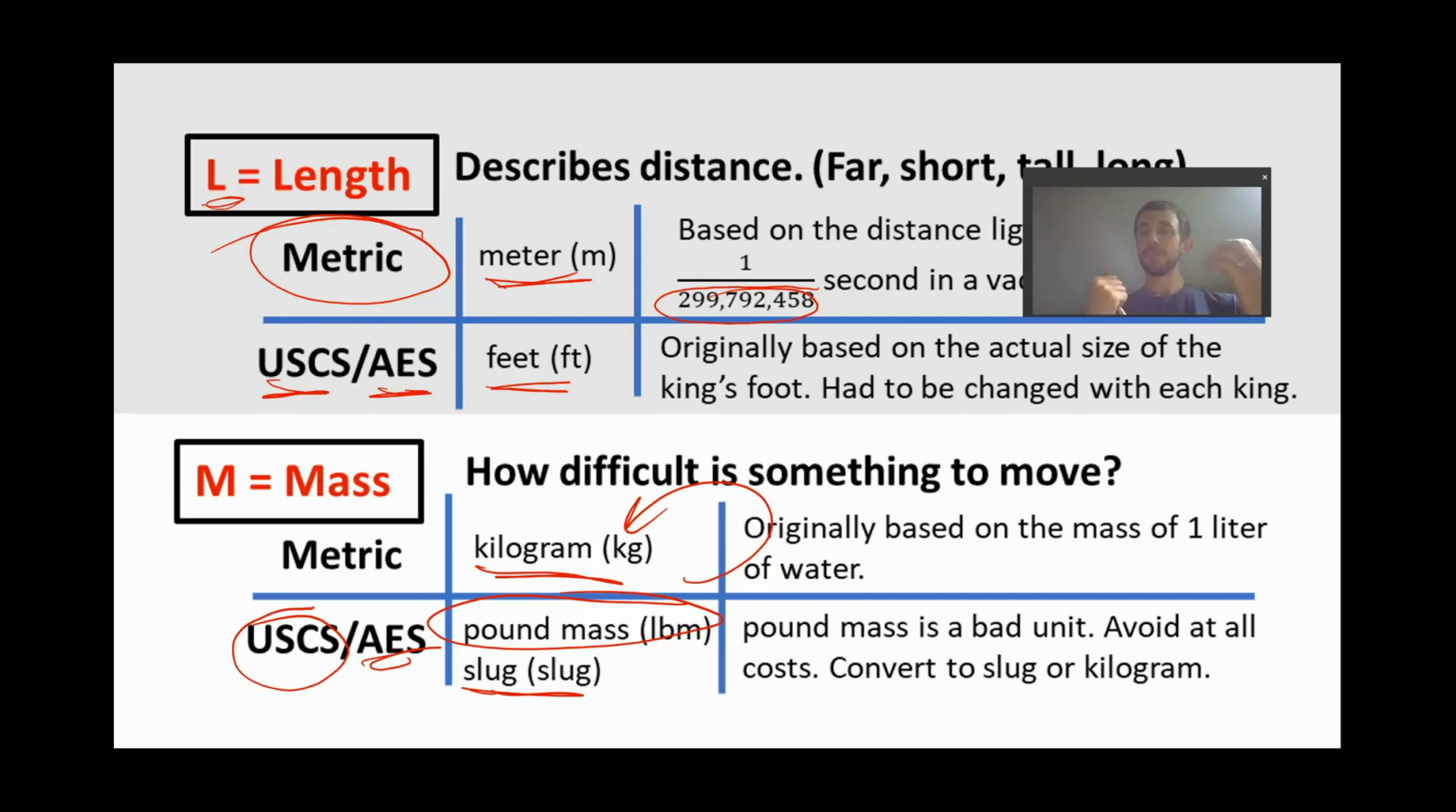Okay, with that, kind of a little bit of an intro into what dimensions are and into what the units are. And next time we'll jump into them a little bit more.